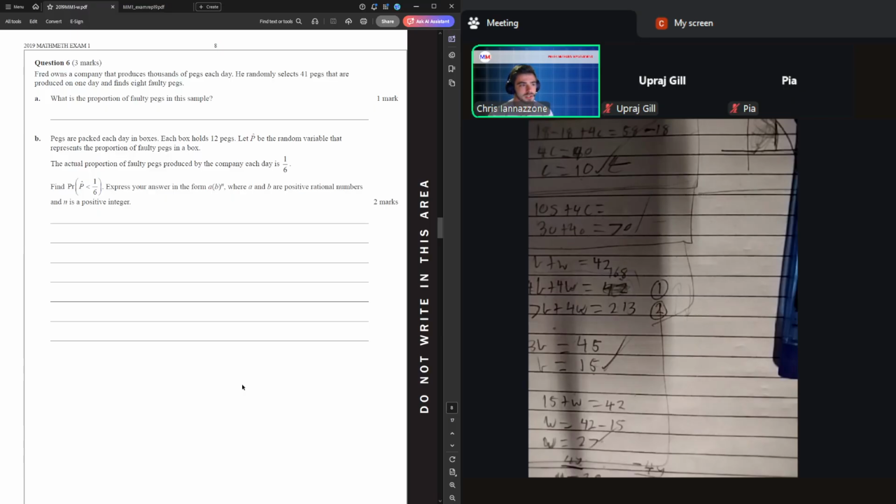So effectively another way of reading this question would be to say, what are the percentage of faulty pegs in the sample? Proportion, percentage, meaning the same thing, effectively.